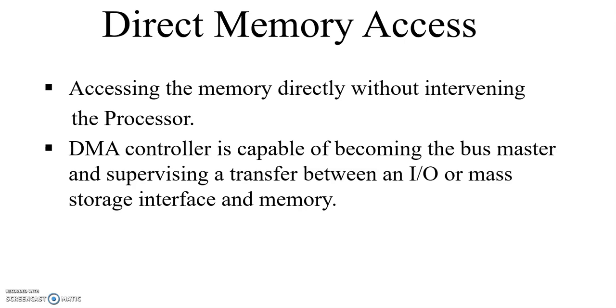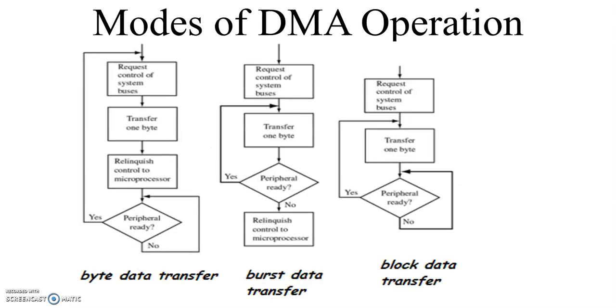A DMA controller can also transfer data from memory to a port, and some DMA devices can also do memory to memory transfers. Now let us discuss the various modes of DMA operation. The first mode is byte data transfer, the second is burst data transfer, and the third one is block data transfer.